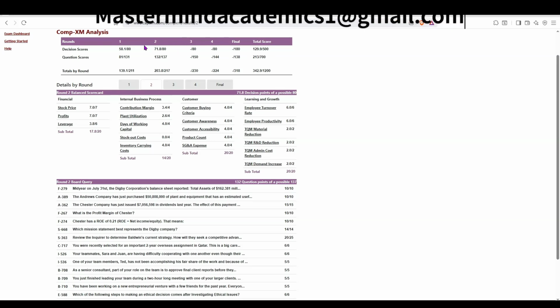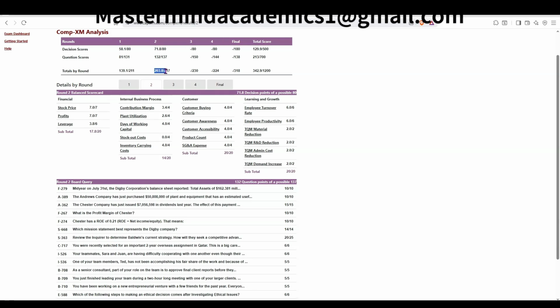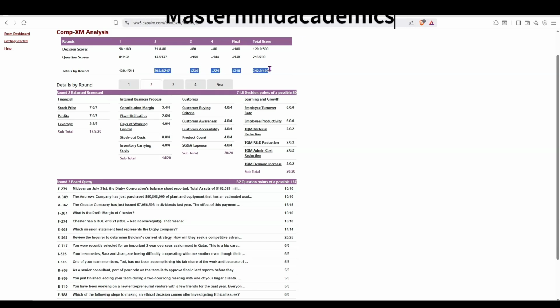I'm going to help him from round two, as I've said, up to the final round. You can see at the moment our score is 342.9 out of 1,200. I want him to get more than 1,000 points out of 1,200. The reason we shall not get something close to 1,200 is that for round one he already made some mistakes, and the total for round one is 139.1 out of 211. But from round two, where I've taken over, you can see that our scores are going to be bigger, and we're going to win this simulation.